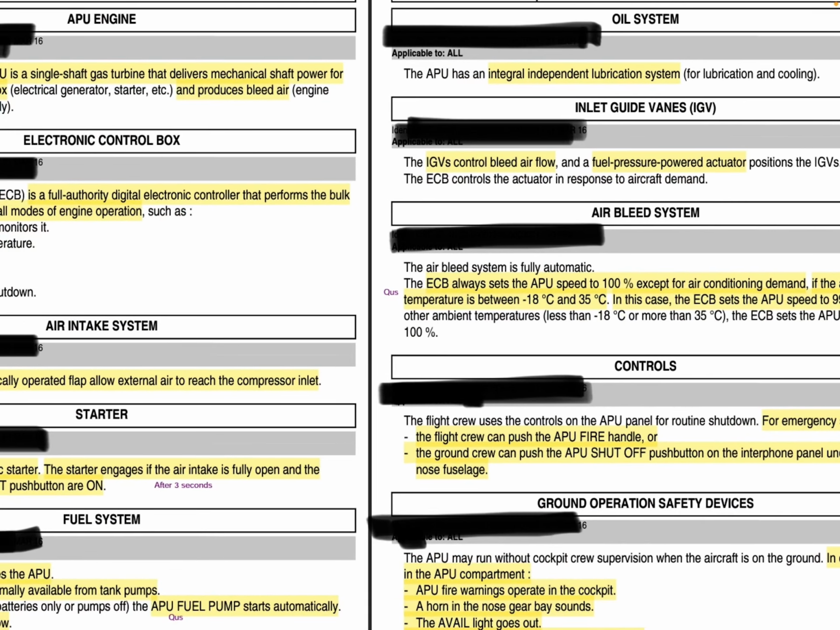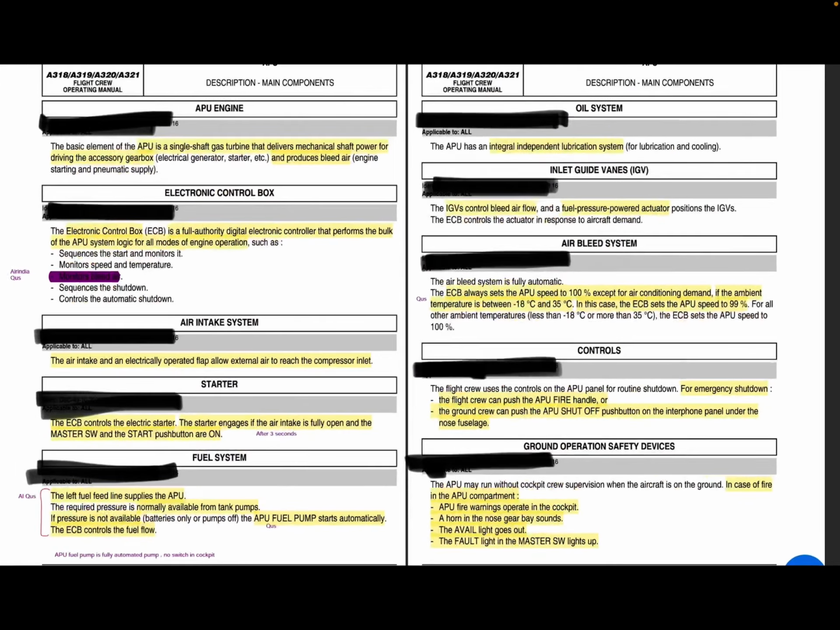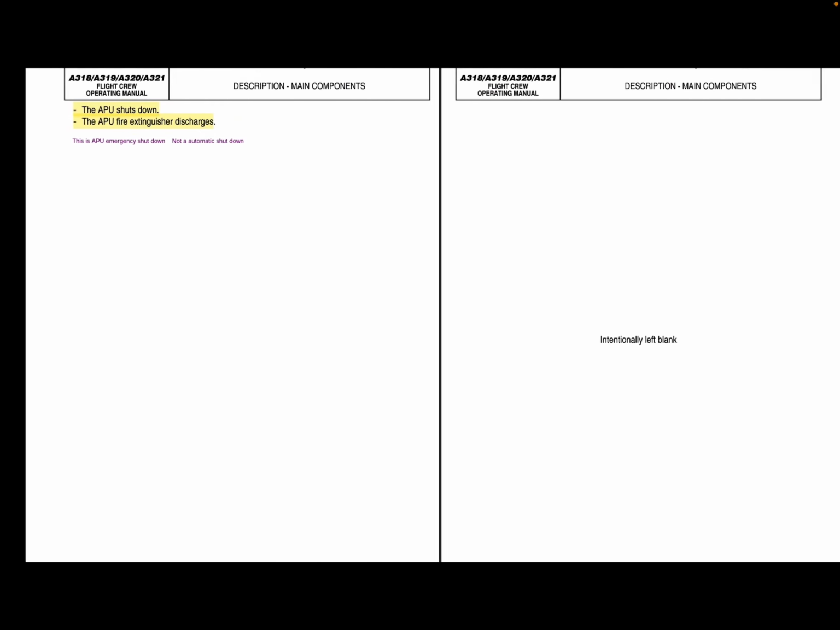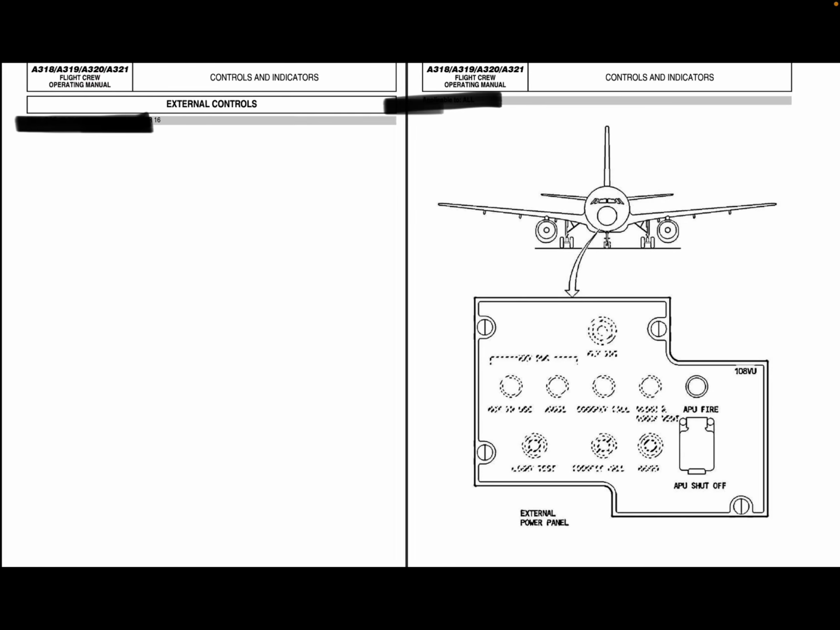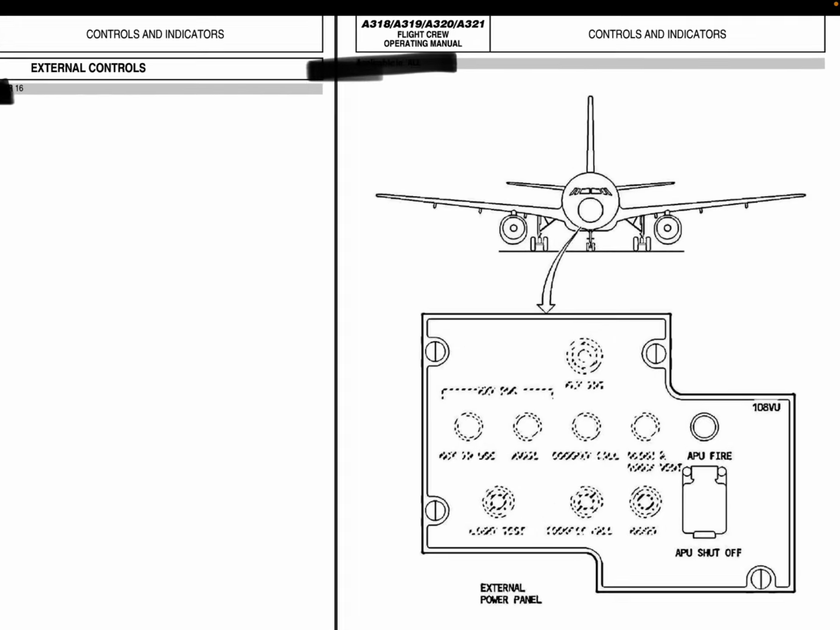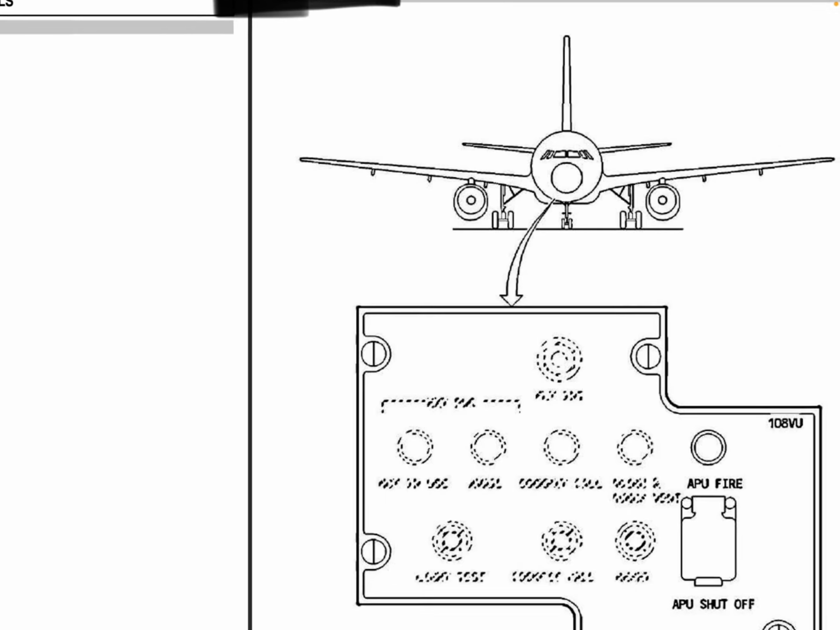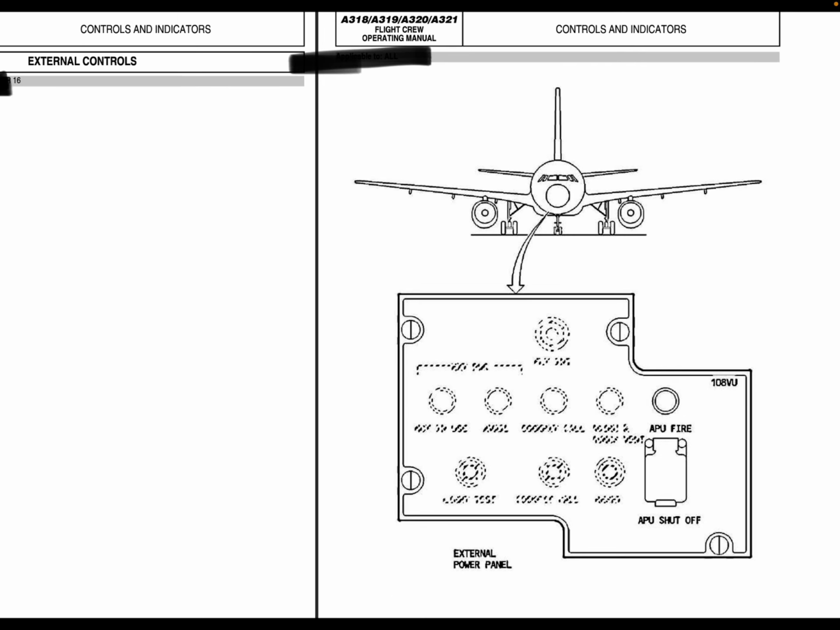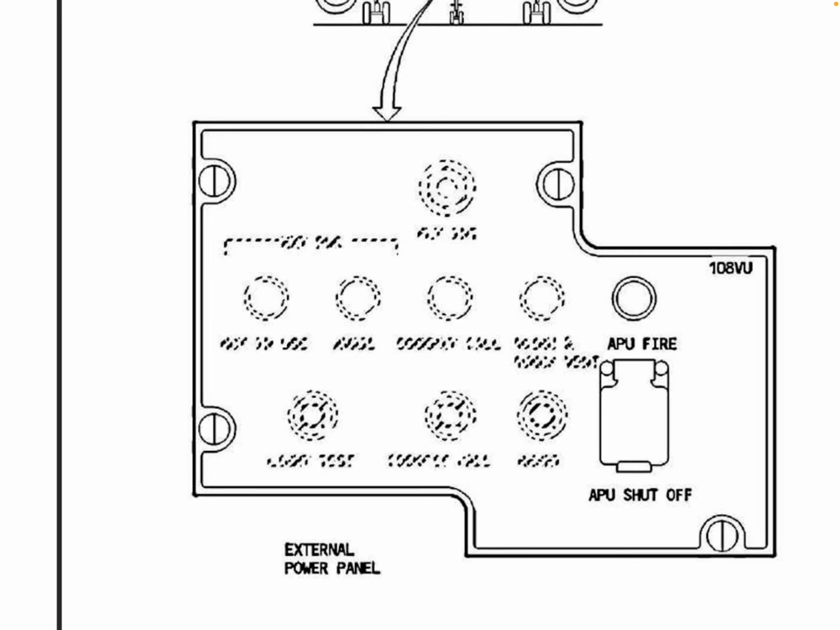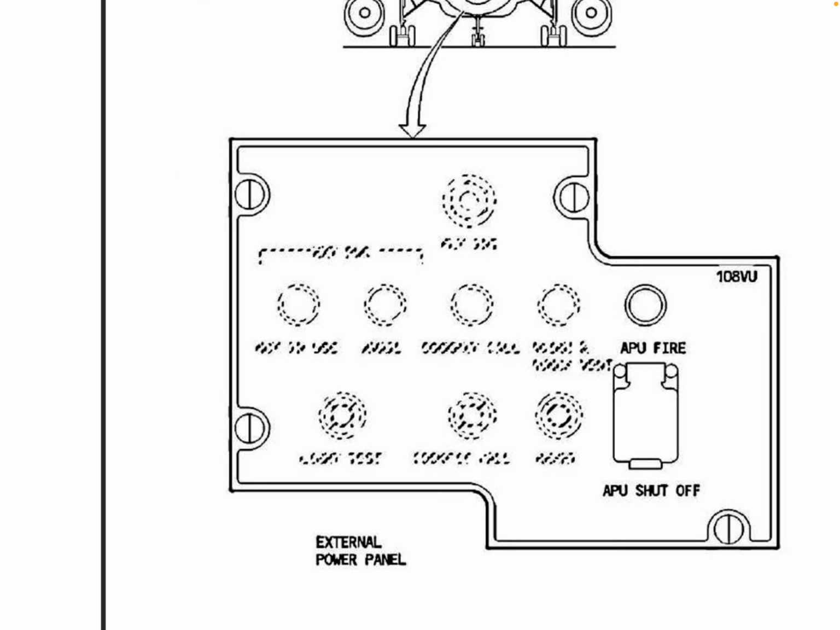It's in between the two main engine fire handles, and we have a third panel also, which is on the nose fuselage, under the nose fuselage. I have shown it in the further slides. So near the nose wheel we have this panel, right? The technical term is 108 VU panel. This is the external power panel, and we have a guarded switch, which is APU shutdown.